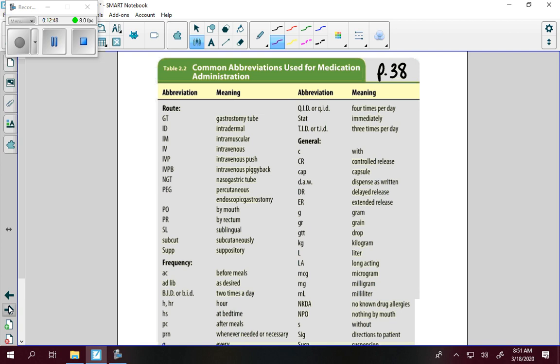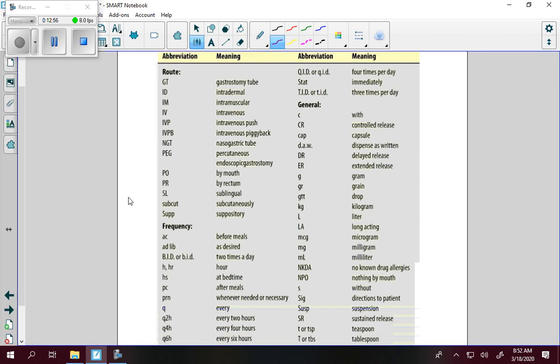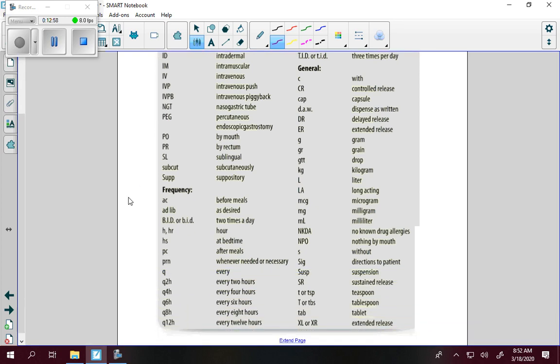Common abbreviations used for medications. I want you to look over this chart and make sure that you know it. All these things are things that you can see on medicine labels. There are also things that you can see on prescriptions when they're written out. And you are expected to know all of them. Okay?